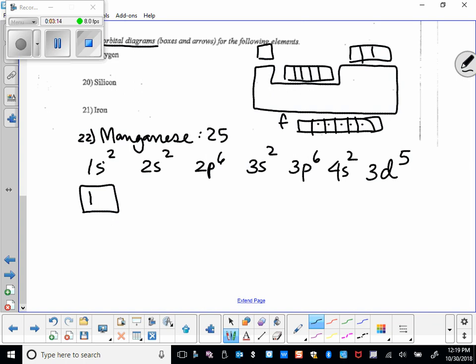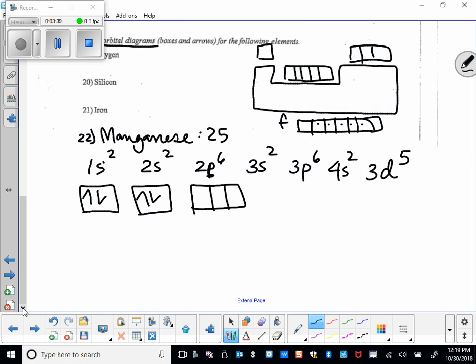You have to remember that for 1s, you have to draw how many boxes? 1. And you will put an up arrow and a down arrow. Does that make sense? For 2s, again it's an s orbital. So how many arrows will you draw? 2. Is that right? Now this is a p orbital. How many boxes will I draw? 3. And remember, all 3 of them are equal in energy.